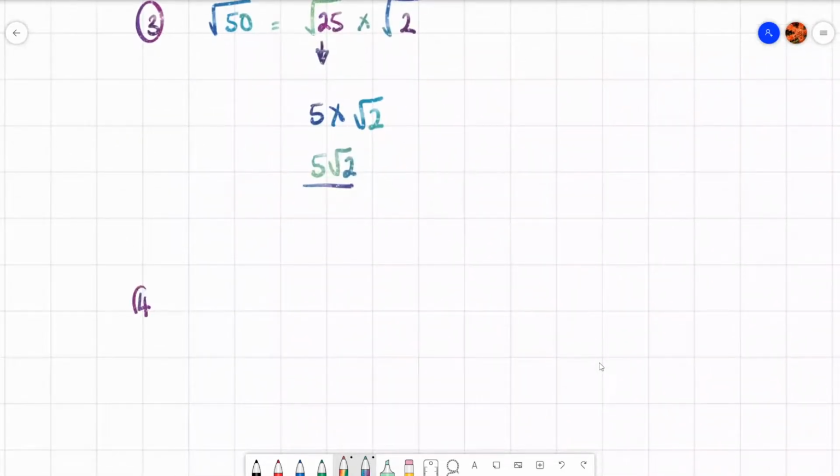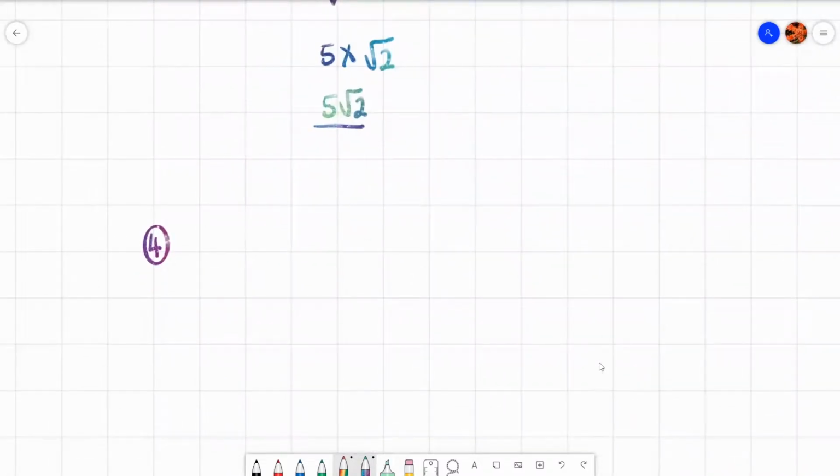Another one. Okay. So another example, let's have a look. Let's do square root 150.